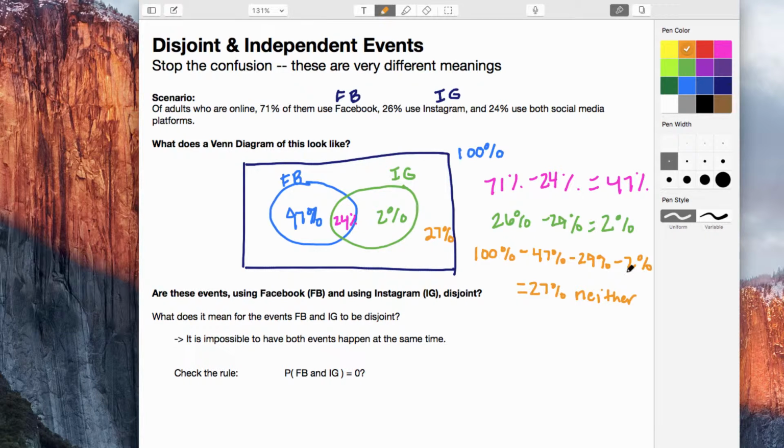All right, so I just made that diagram to get a picture and play with these numbers a little bit, to make sure we know how to read the Venn diagram. So let's ask a question. Are the events using Facebook and Instagram disjoint? That's our keyword here, disjoint. Well, we have to figure out what it means. If the events, Facebook and Instagram, are disjoint, it means that it's impossible to have both events happen at the same time. So there's the keyword, same time.